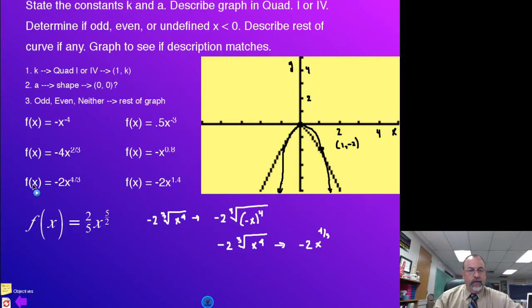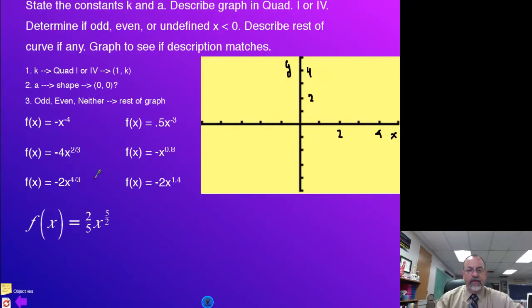All right, I'm going to do f of x equals 0.5 x to the negative 3 next. In this we're going to look at 0.5 x to the negative 3. So we're going to do step 1. We need to figure out k. 1, k is going to be on the graph. K here is 0.5, so 1 and then 0.5 is on the graph. So this is 1 and then 0.5, or you could write a half if you'd like. It means the same thing.